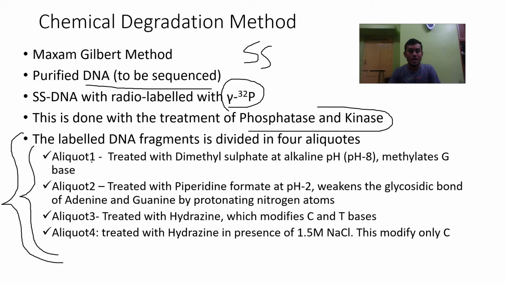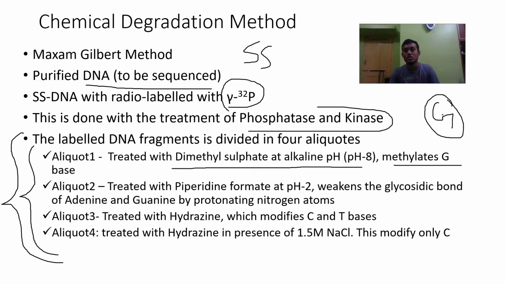Aliquot 1 will be treated with dimethyl sulfate at alkaline pH of 8, which methylates the G base. So this particular aliquot will be treated with dimethyl sulfate, which will act upon the G base and try to remove those G bases.